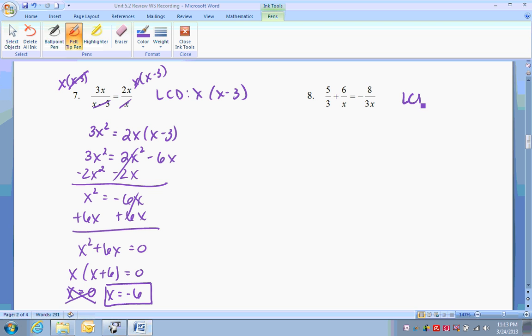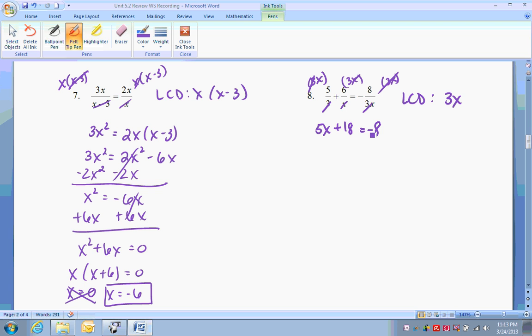On number 8, the least common denominator is 3x. I multiply everything by 3x. I cross out what cancels. Oh, not the whole thing there. Just the 3's in that first term. And multiply what's left. So I have a 5 times an x. I have a 6 times a 3, which is a plus 18. And then 8 is the only thing that's left on the right-hand side.